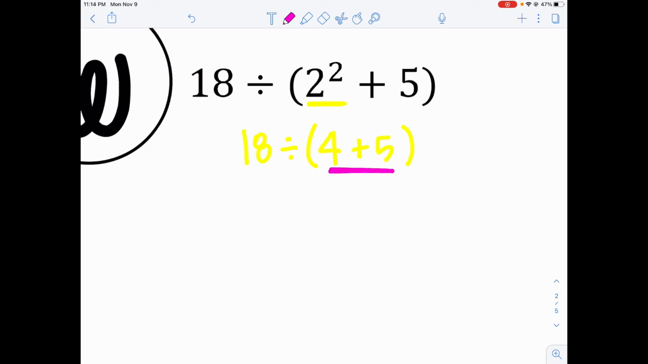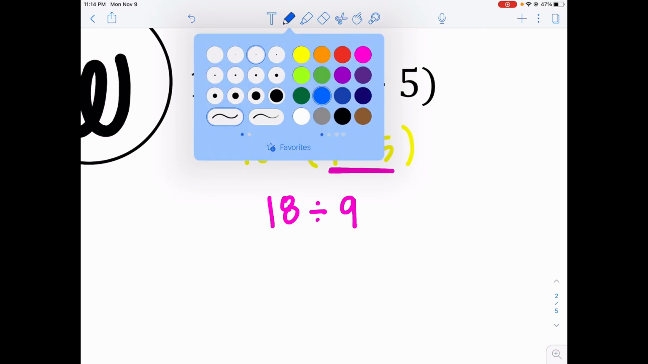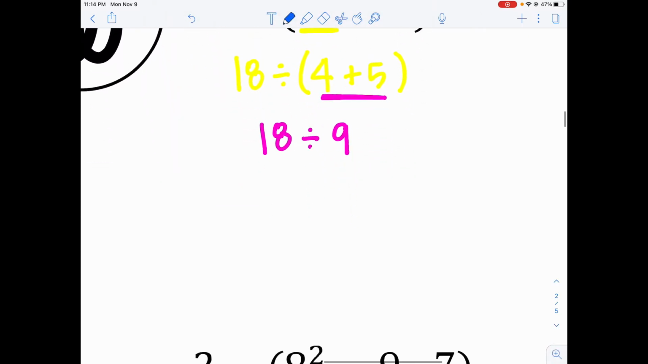So I'm going to go ahead and do 4 plus 5. 4 plus 5 is 9. Now, because I have simplified everything inside the parentheses, when I bring everything down, I no longer need to keep that 9 inside the parentheses, and I can bring down the division sign and the 18. Finally, I'm going to simplify this doing the division. 18 divided by 9 is 2.